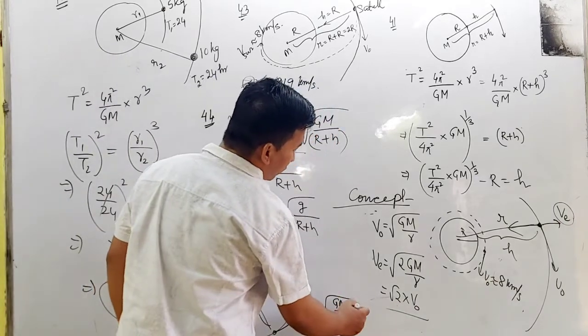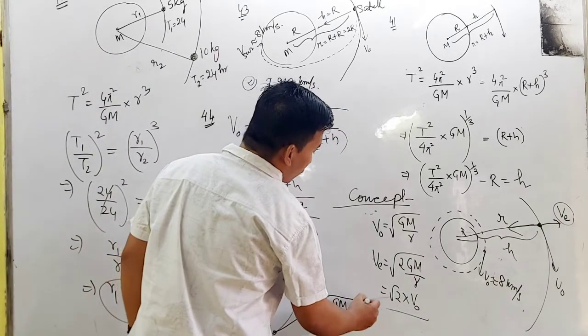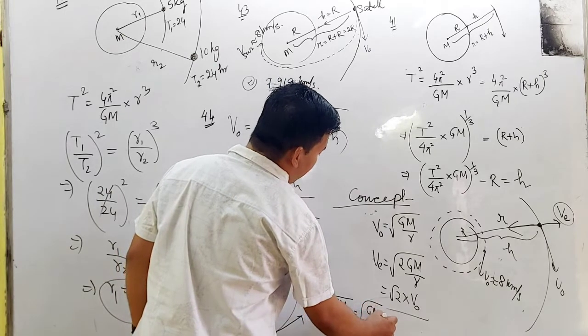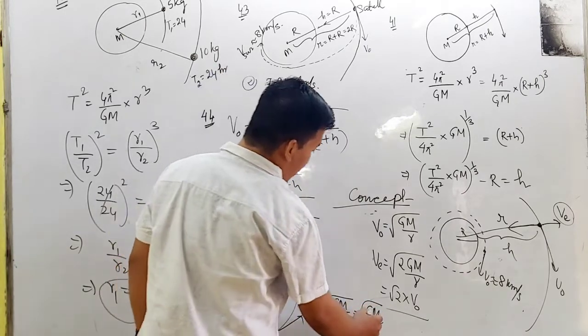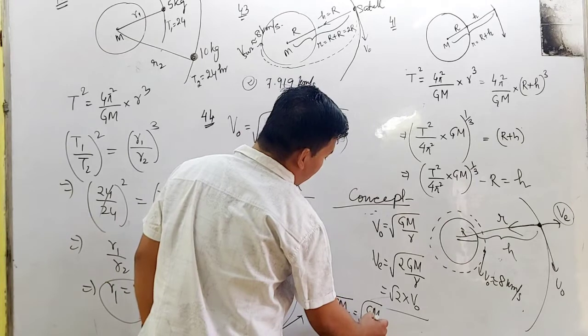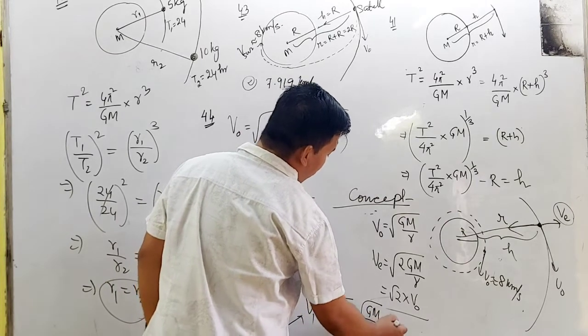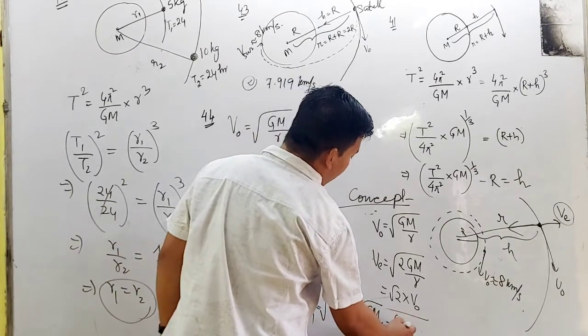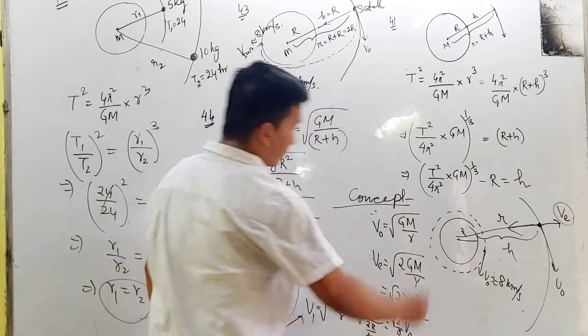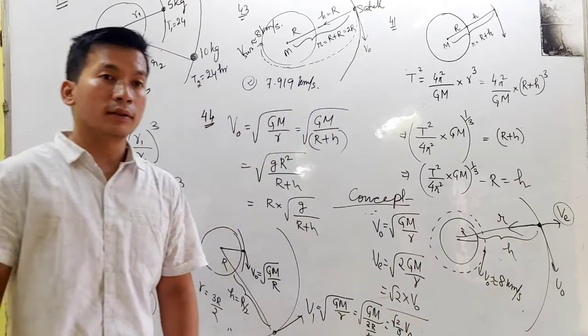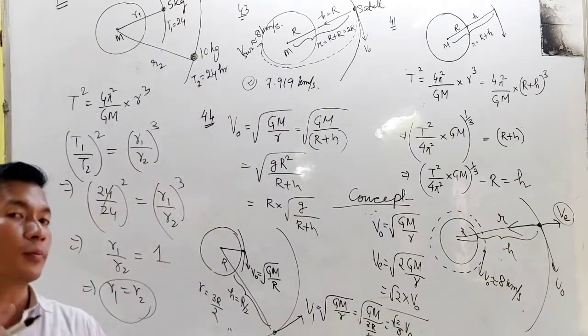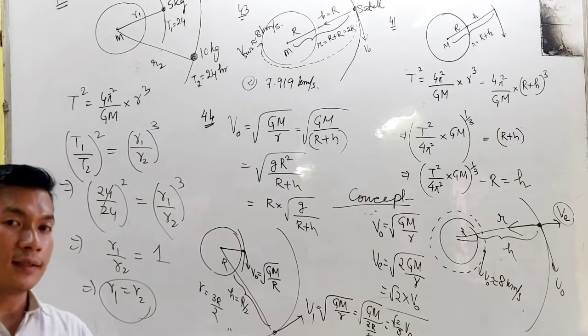You put the value over here. My value is root over capital G m divided by 3R by 2, so this is root over 2 by 3 times the orbital velocity.